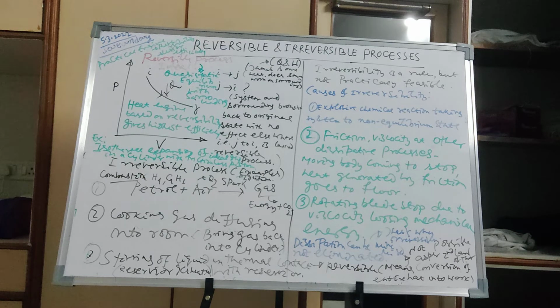Reversible processes. Reversible means what? You come from one state to another state, and you should be able to come back to the original state also. That is possible in theory. That is an ideal thing, which is not possible practically.